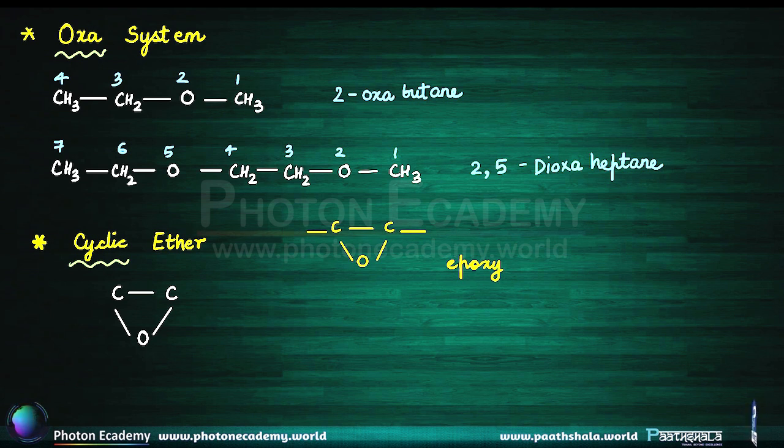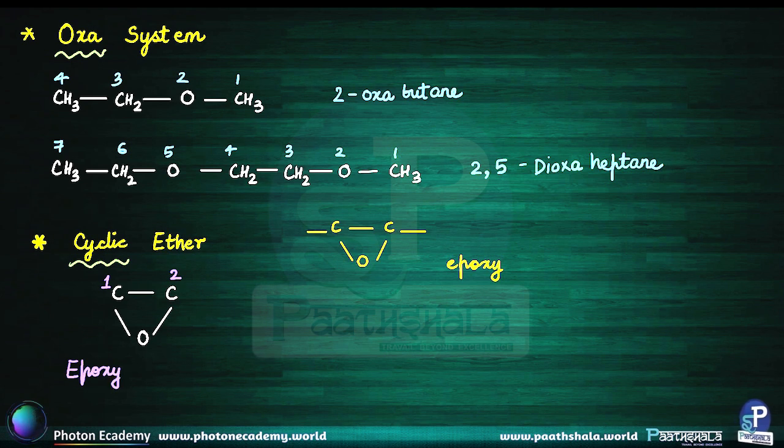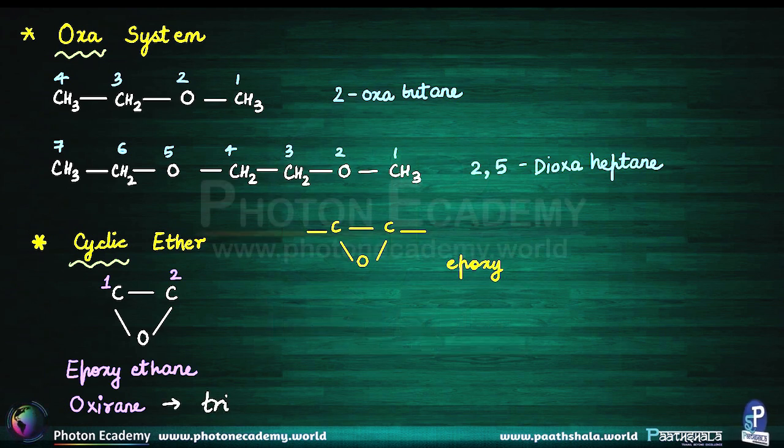Moving on to the first one. Here we have 1 and 2 carbons and the name of this becomes epoxy as we discussed, and there are 2 carbons, we call it ethane. So epoxyethane, and the trivial name is oxirane. So oxirane over here is a trivial name. Alright, so this is how we name our cyclic ethers. Moving on to another example of cyclic ethers.